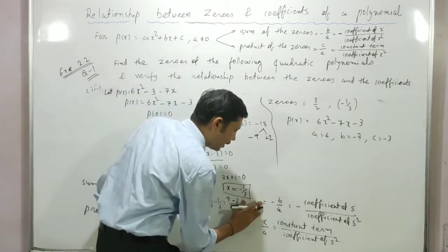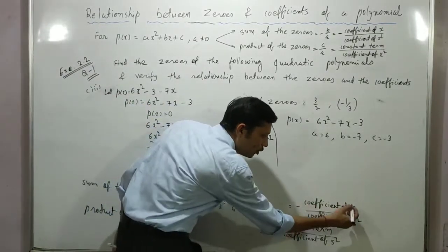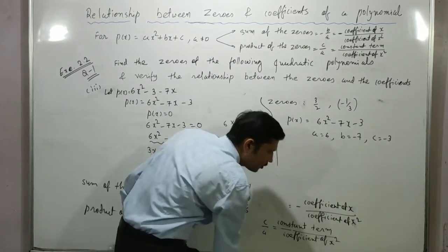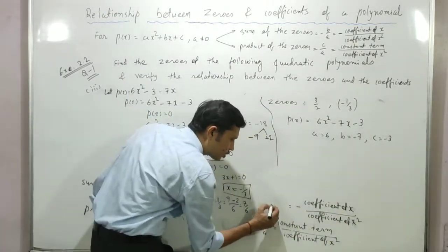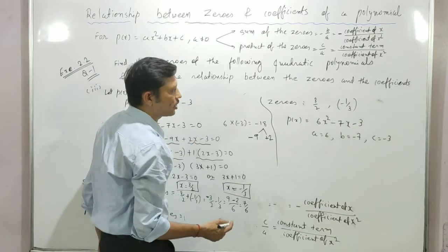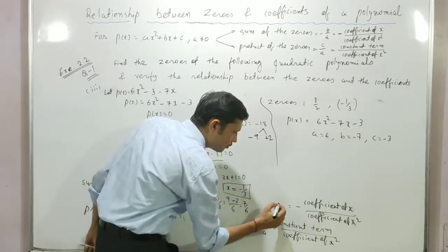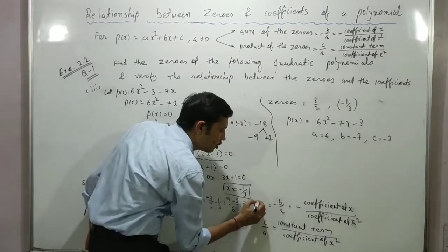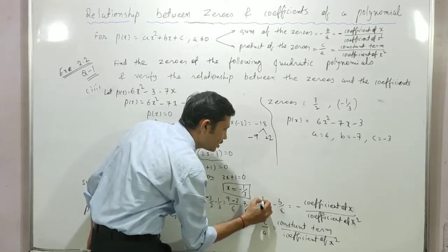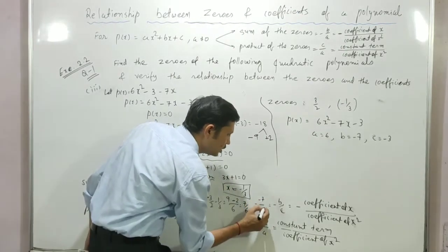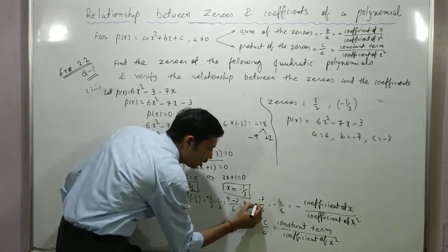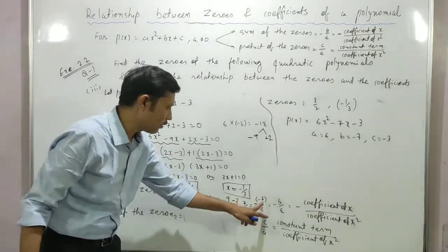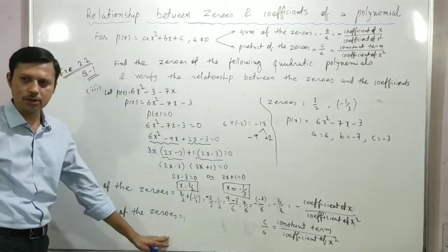Okay. Now come to the other part. That is minus the coefficient of x, again here we have the x, upon the coefficient of x square. So minus the coefficient of x, that is b. It's minus b by a. So what is the answer for that? Minus what is the value of b? Minus 7. What is the value of a? It's 6. And now you can see here minus minus becomes plus, so 7 by 6. So it's verified.